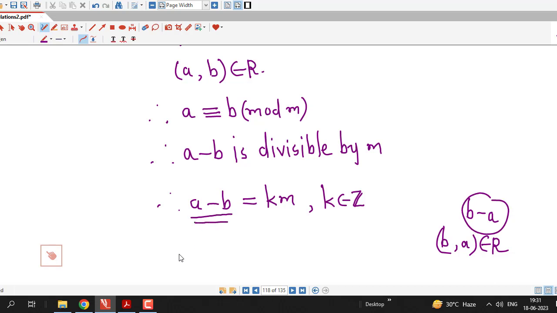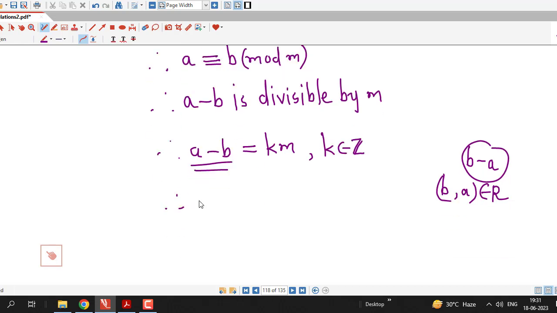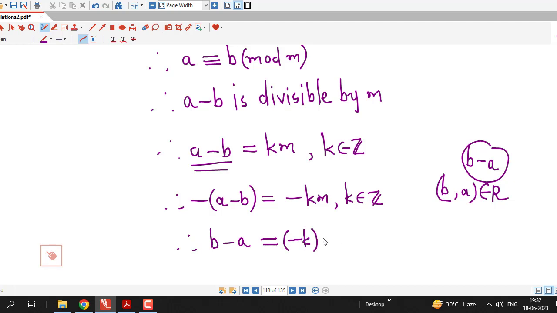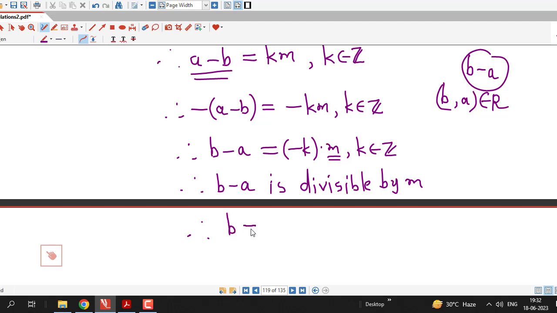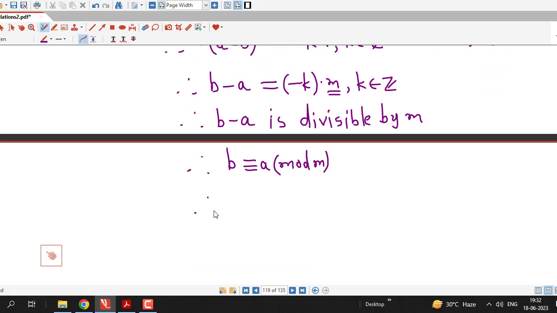So B is related to A if B minus A is divisible by M. So here I have A minus B. To obtain B minus A, I multiply both sides by minus 1. That is, negative of (A minus B) equals negative of k times M. And this I can rewrite as B minus A equals minus k times M. And k is an integer, therefore minus k is also an integer. This means B minus A is an integral multiple of M, and therefore B minus A is divisible by M, and therefore B is congruent to A modulo M, and therefore ordered pair (B, A) is also in R.